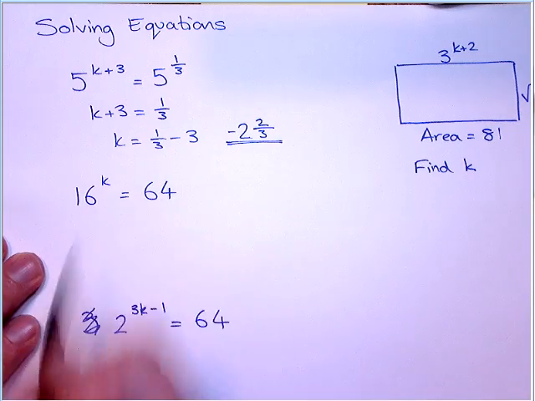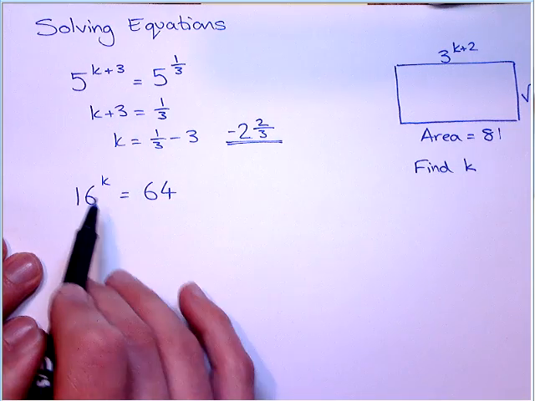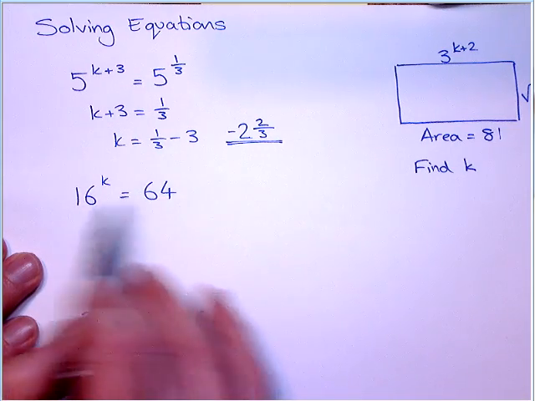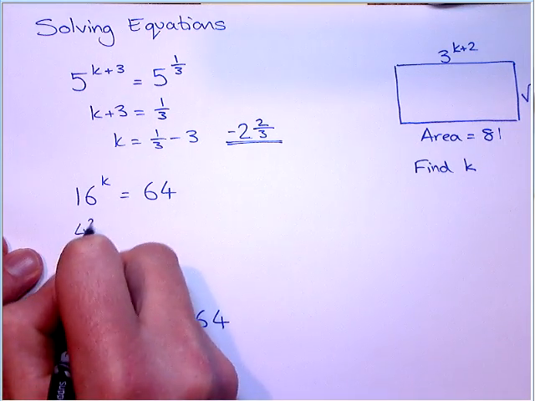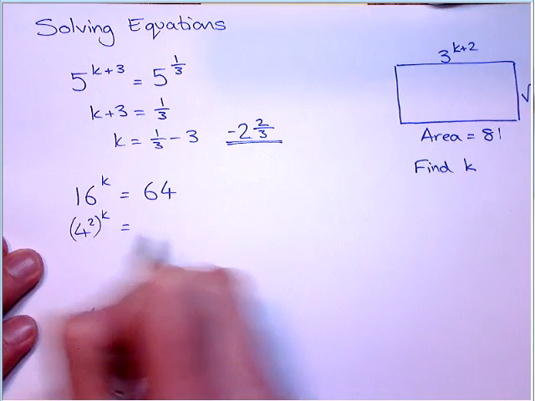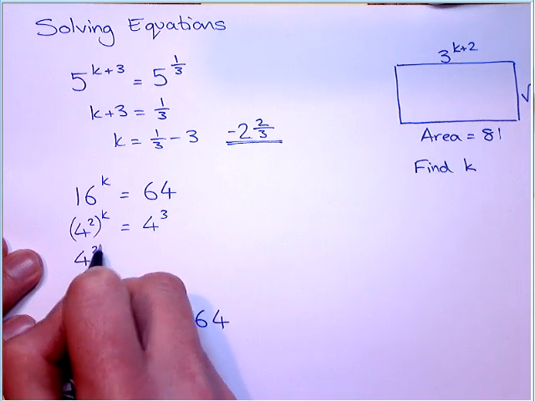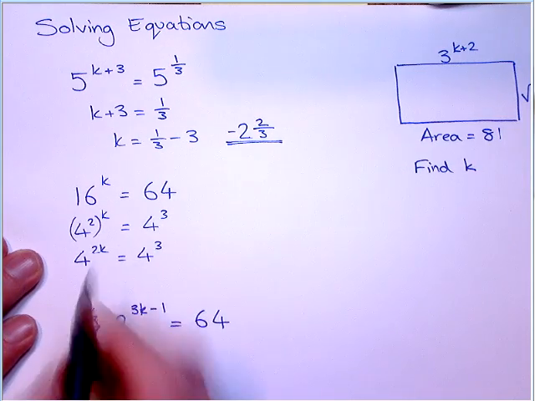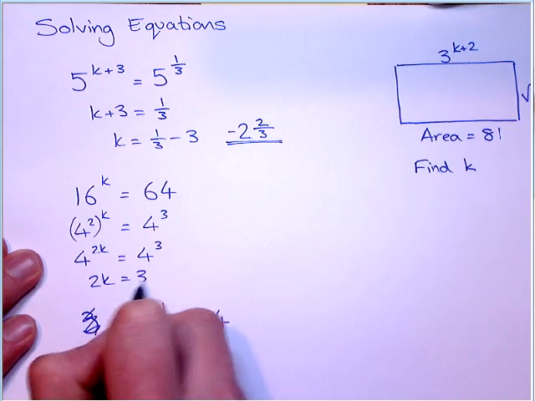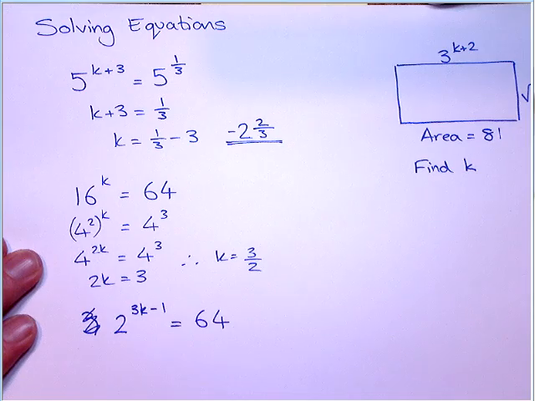So here we haven't got the base values the same. So we can't do something as simple as what we did then. So we're going to have to try and look at these and look for a number which we can write as the same base value, which is 4. Because 4 squared is 16, so that's the same, and that is 4 cubed, 4 times 4 times 4. Now using the power to power rule, I can say 4 to 2k is that, and now I've created the same scenario as before. So 2k is 3, and therefore k is 3 over 2, or 1.5.